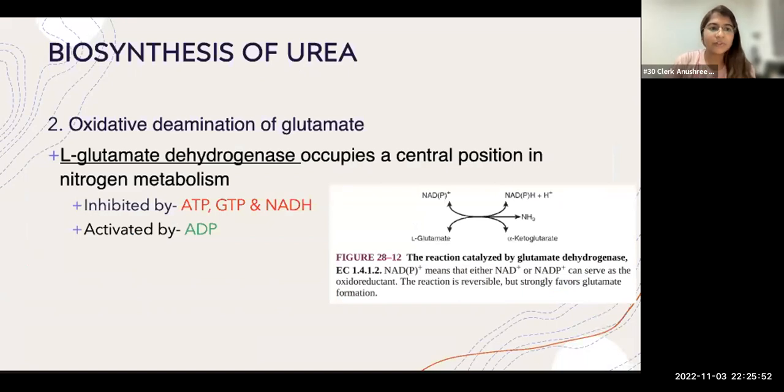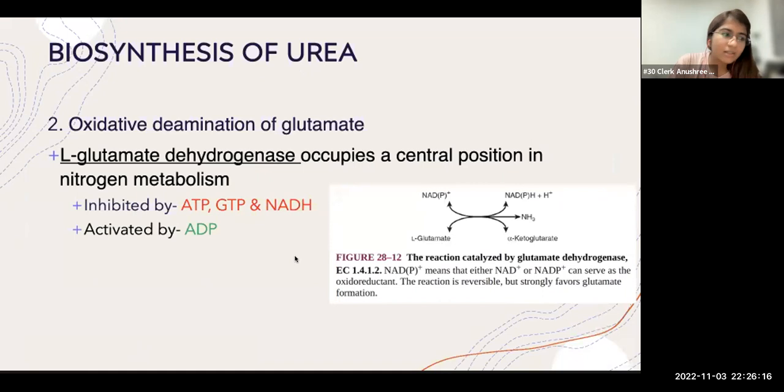Next, moving forward, it was the oxidative deamination of glutamate. Guys, this is very, very important. Please take down note of the enzyme involved in this reaction. So it is L-glutamate dehydrogenase. Okay, so it is the one that is really very important for the nitrogen metabolism.